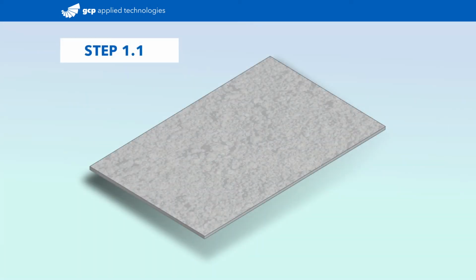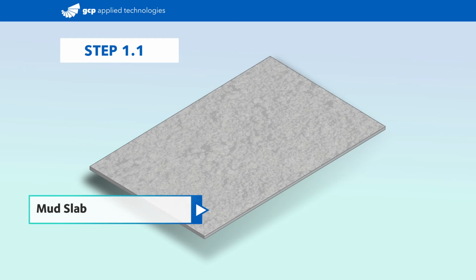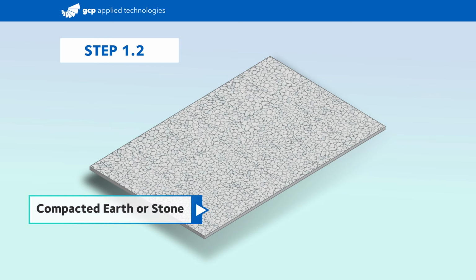To begin, ensure a proper substrate. On the horizontal surface, mud slab should receive at minimum a float finish to achieve a regular and smooth substrate that's free from protruding aggregate with no voids greater than half an inch. Earth or stone should be compacted to a level that won't be displaced during installation and concrete placement.